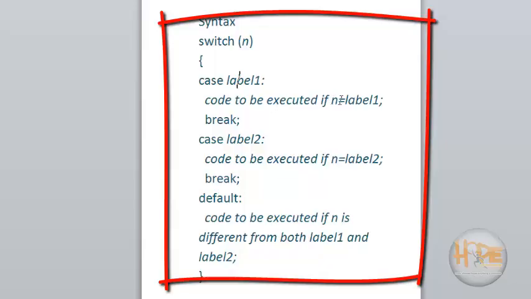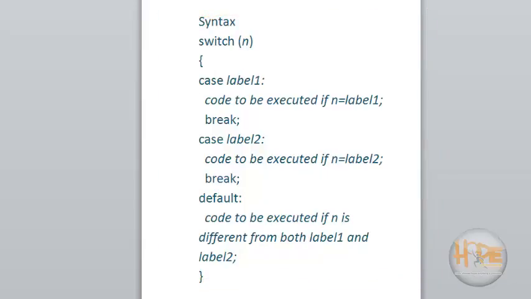It means if n is equal to label 1, then this code will be executed. Then break, to break out of the switch statement. Same way, if n is equal to label 2, then that code will be executed. And here we have the default keyword. If n is different from label 1 and label 2, it means there is no match found, then this default code will be executed.